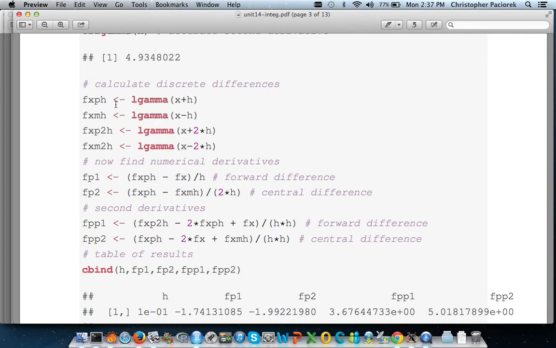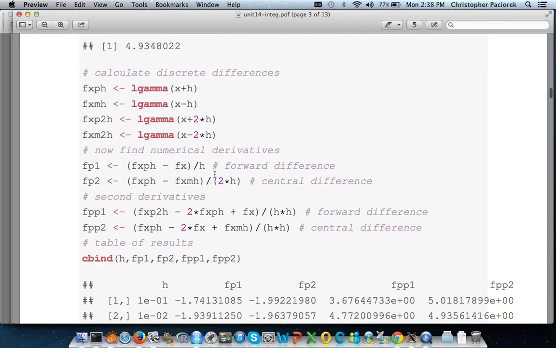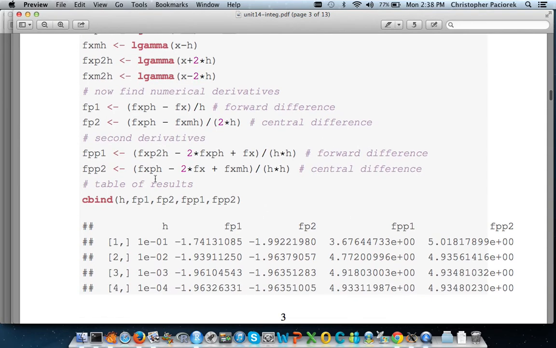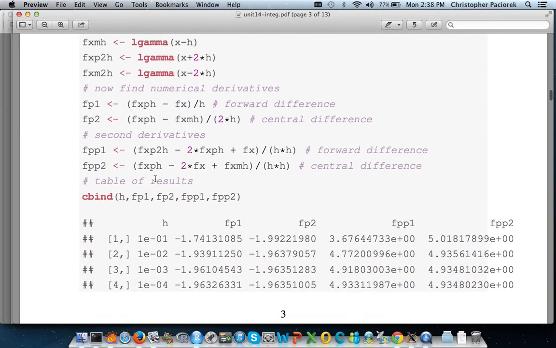Okay, so here's me calculating the function at x plus h, the function at x minus h, the function at x plus 2h and x minus 2h, and then trying to calculate numerically these first and second derivative estimates. And then once I've gone ahead and done that, I can see for a given value of h what is my estimate of the derivative using the forward difference and the central difference, and for the second derivatives, the forward difference and the central differences.